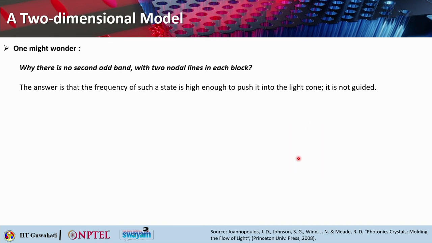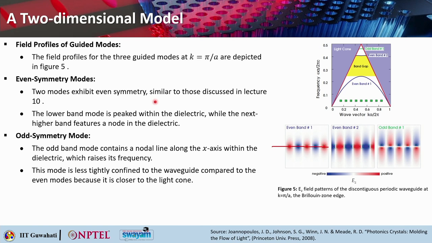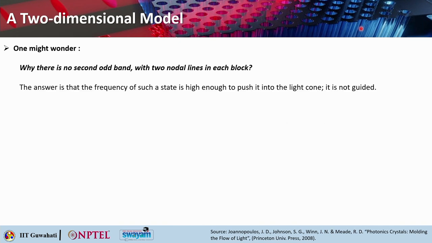Now one might wonder why there is no second odd band, something like having two nodal lines in each block. The answer is that the frequency of such a state would be high enough to get pushed into the light cone. If you see here, this one is already very close to the light cone, and when you think of two nodal lines, that is the odd band number 2, that would already be in the light cone. So it is not basically a guided mode.